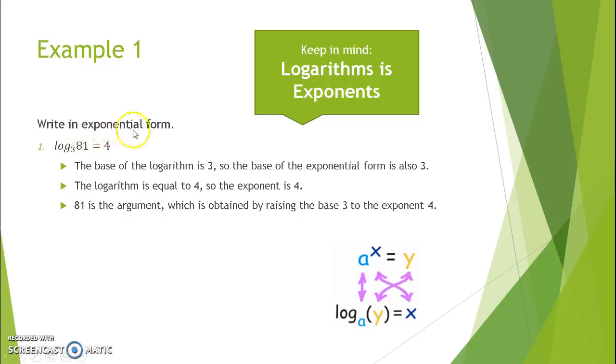So it's going to be the output of the exponential, right? Which is obtained by raising the base 3 to the exponent, which is 81. Okay, so let's write it. 3 to the 4th equals 81.